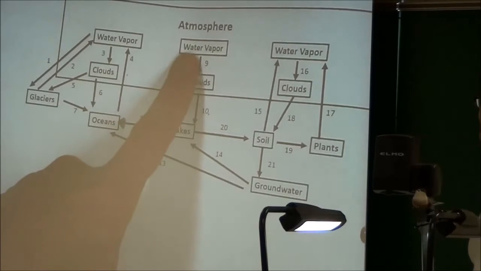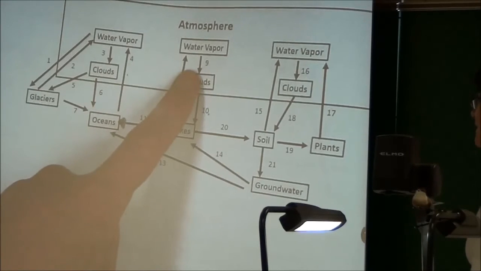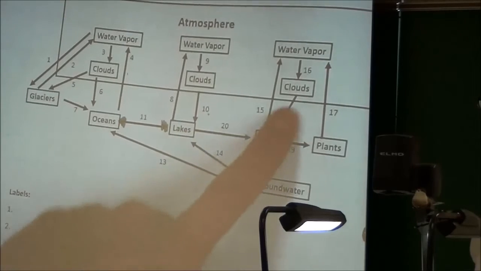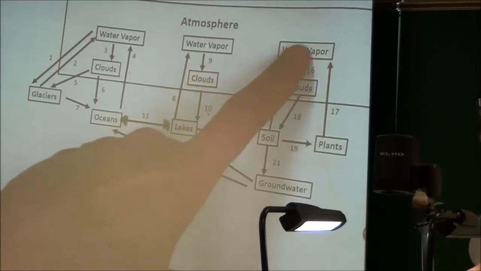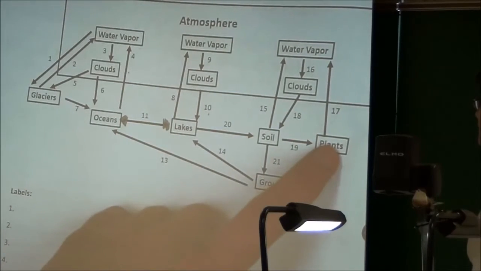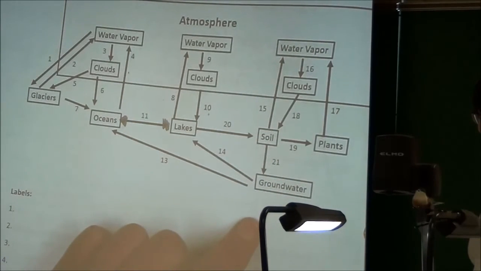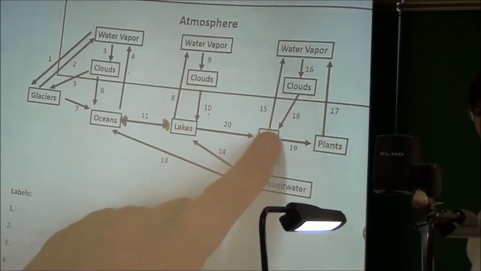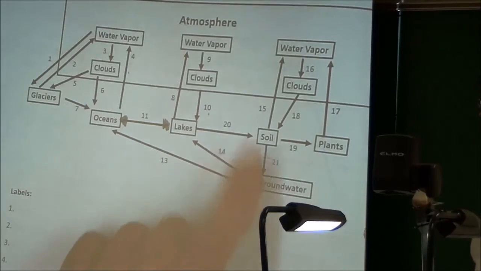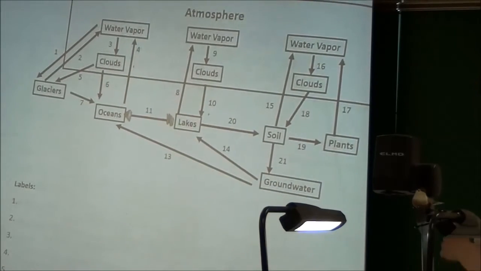Lakes to water vapor, evaporation. Excellent. Water vapor to clouds again, condensation. Clouds to anything, precipitation. Excellent. And that's true over here. So this is evaporation, condensation, precipitation. The only one that's different is plants. What's this called? Transpiration. Excellent. Now, as water moves through soil to plants, or soil to anything else, it's infiltration. And then the deep motion of groundwater is called percolation. Excellent.